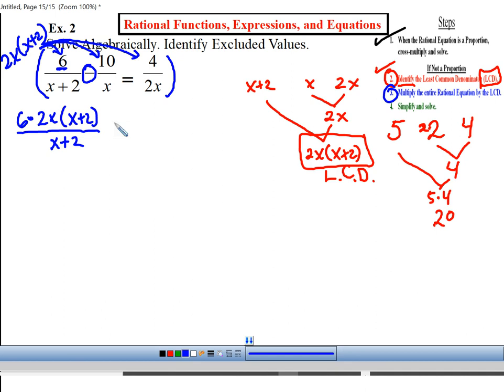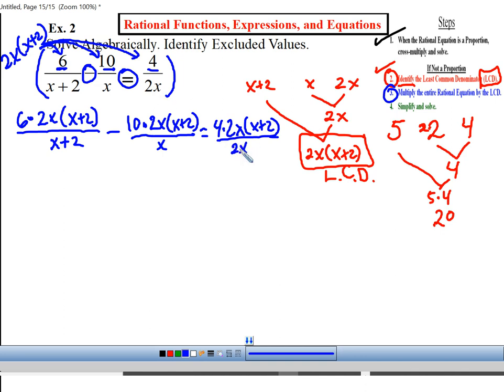Next, minus. What do I have here? 10, and multiply times the common denominator, which is 2x, x plus 2, over the denominator, which stays the same. Equals. Last, what do I have here? 4, multiply that times 2x, x plus 2 over 2x. Copy that, and then we'll do the last step together. So that was step 3.